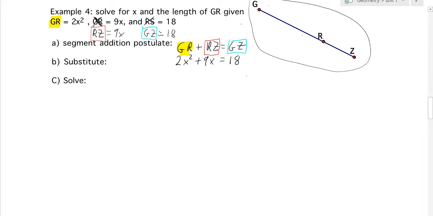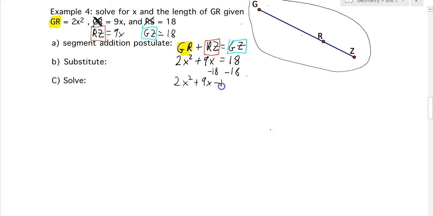Now we have an algebra problem to solve. So we recognize that it has a squared and a linear term, so we should probably try to factor. To factor, we want to set one side equal to 0. So we're going to start by subtracting 18 from both sides, using the subtraction property of equality.